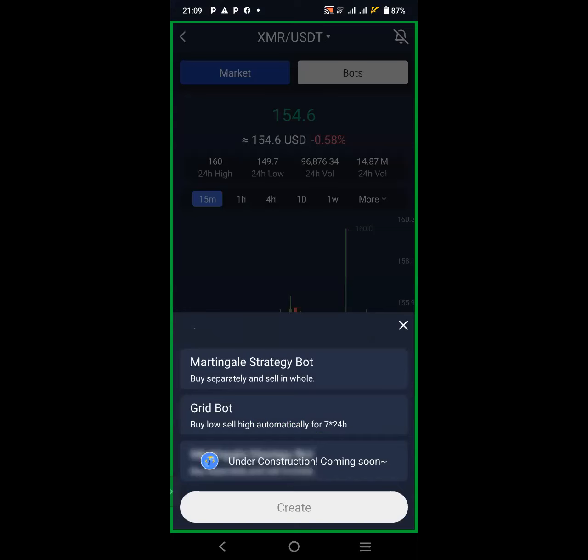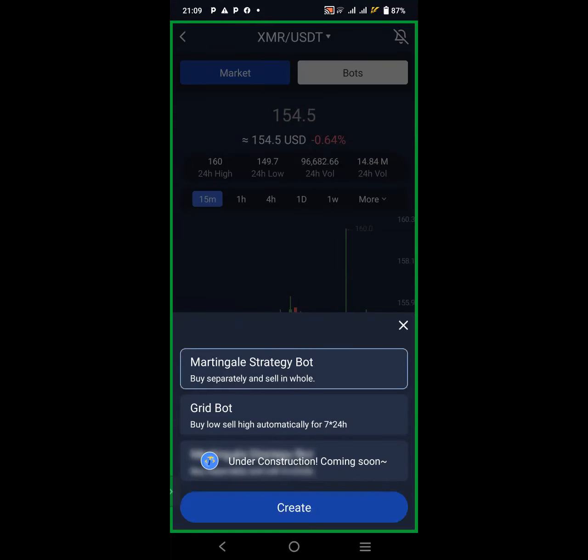And then they are giving us options for the bots that we need to use. There's martingale strategy bot. And then we also have grid bot there. But we're going to go with martingale. You see, another bot is under construction. RoyalQ is an application that has bots, robots that you can apply to make money for yourself. So this is beautiful. You can see martingale, we are told that you buy separately and sell in whole. So this is beautiful. Now click create. We go for martingale and then we are creating.